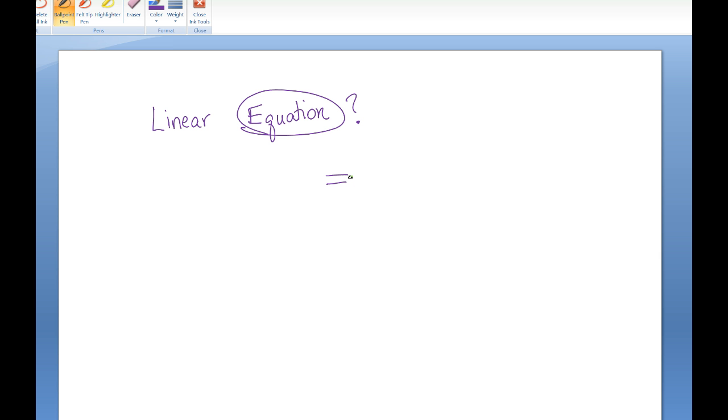It could have like a 3x, it could have a 1/2 y, it could be equal to 8. This is just one example of a linear equation. So the question is, what makes this linear? Well, even though we don't write it, the exponent for x and y are to the first. So we say that these have a degree of 1.